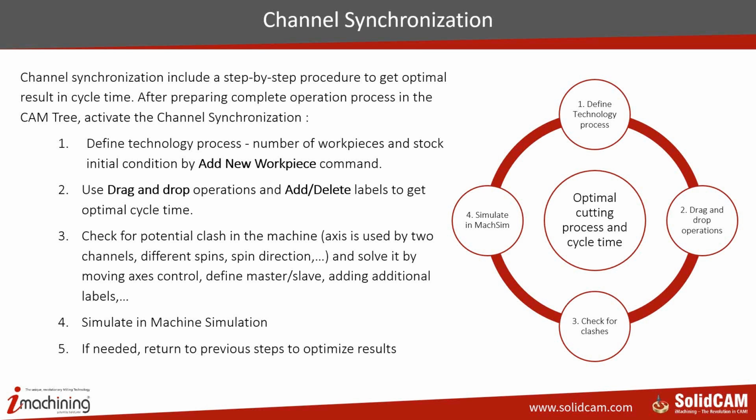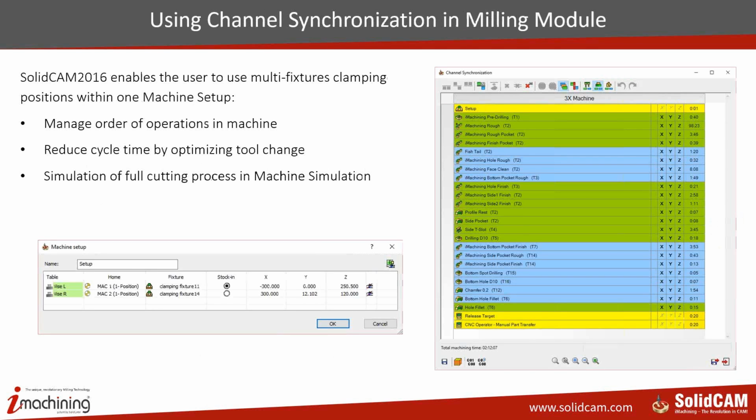Okay. And on the very last thing, what I would like to show you, it's another example, but now how to use our synchronization manager in our milling module. Okay. So in 2016, we enabled the user to actually use multi-fixture clamping position within one machine setup. So what that actually means, it means that now the user that only has, for example, a 3-axis machine, he can use our synchronization manager and he can reduce the cycle time dramatically.